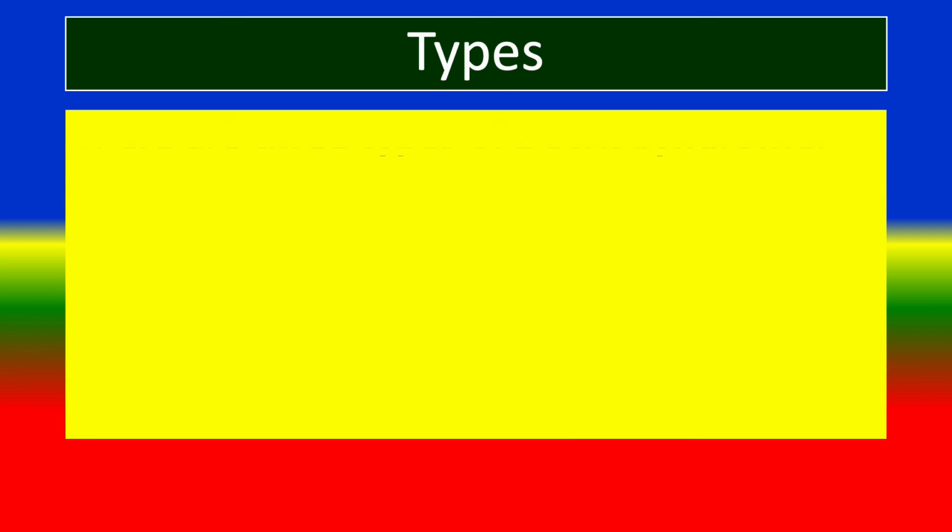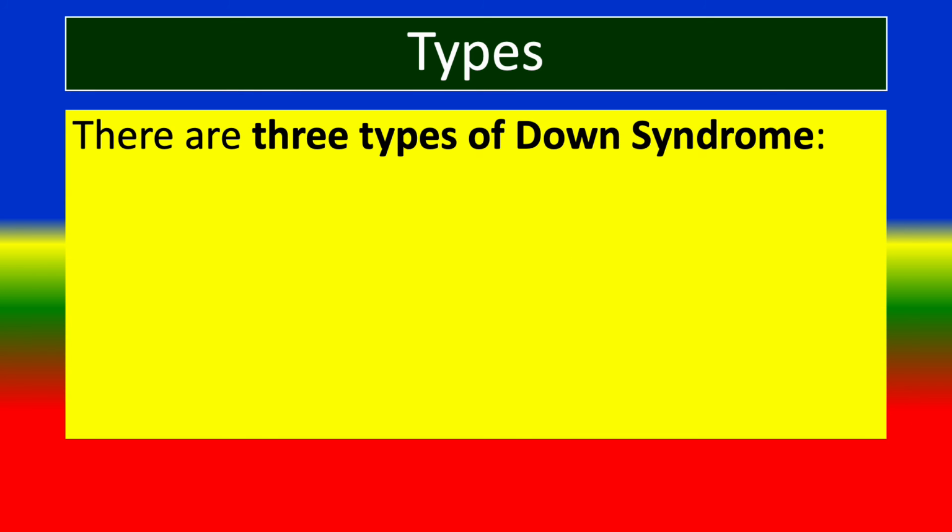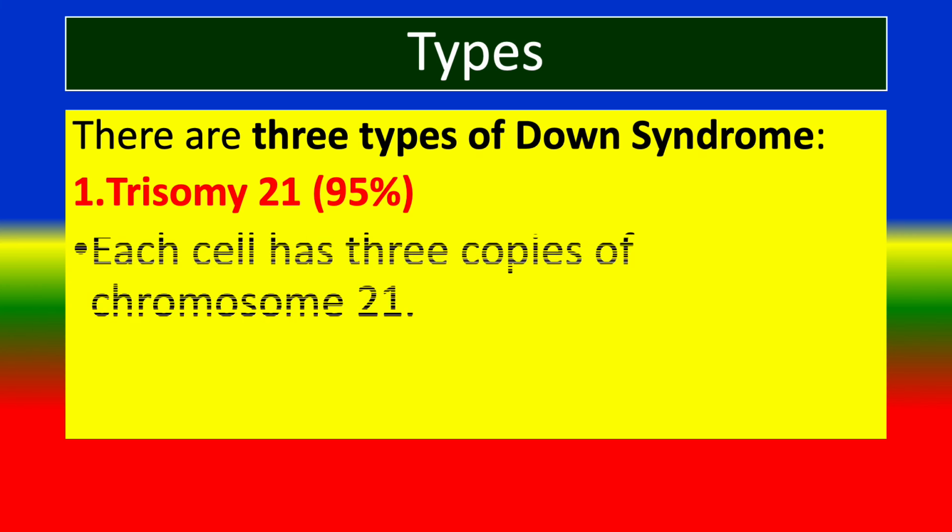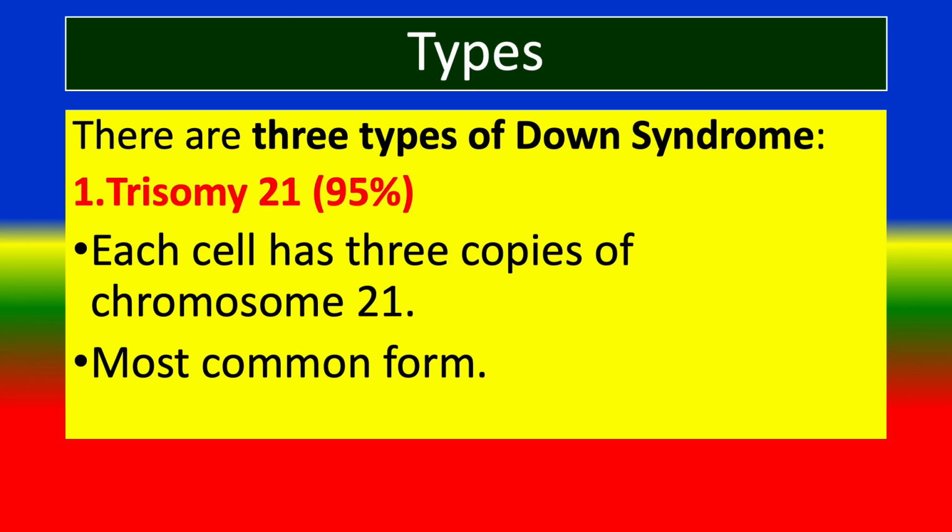Types. There are three types of Down syndrome. 1. Trisomy 21, 95%. Each cell has 3 copies of chromosome 21. Most common form.